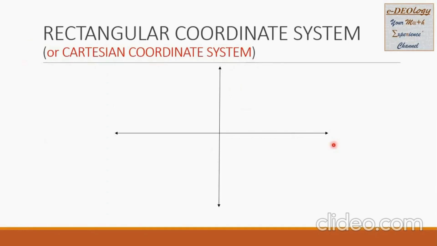The rectangular coordinate system consists of two real number lines that intersect at a right angle. This horizontal line is called the x-axis and the vertical line is called the y-axis. These two number lines define a flat surface called a plane. The intersection of these two lines is called the origin.